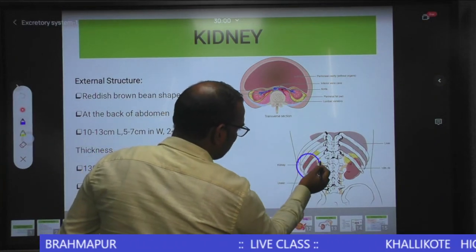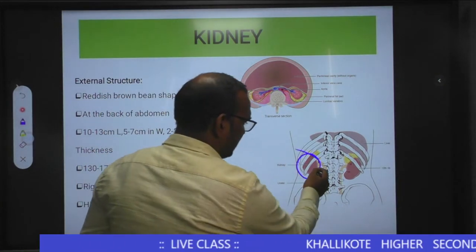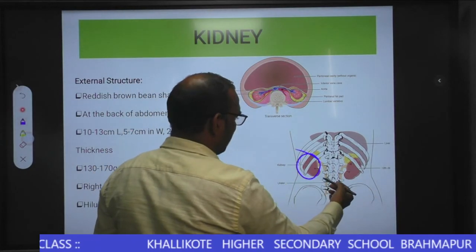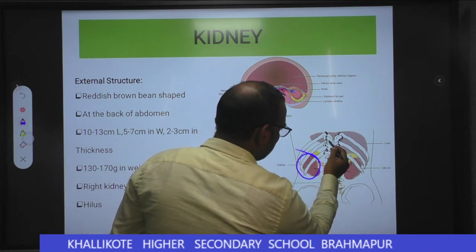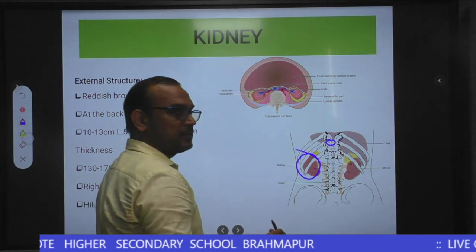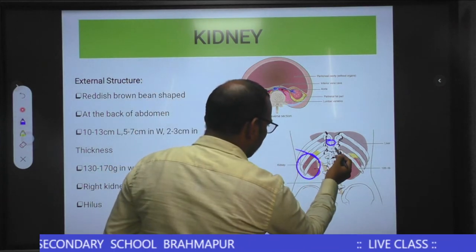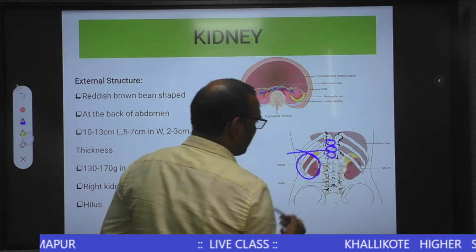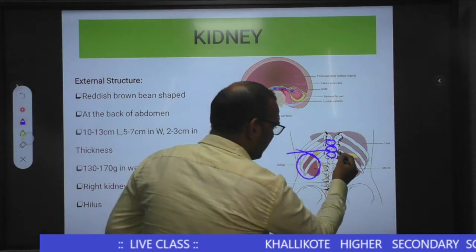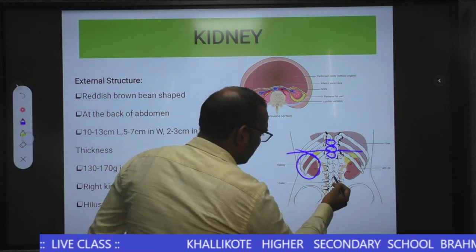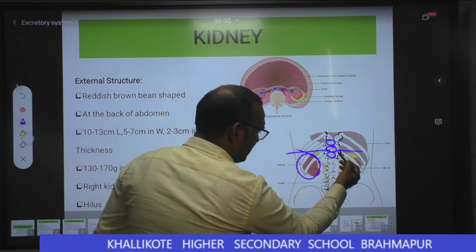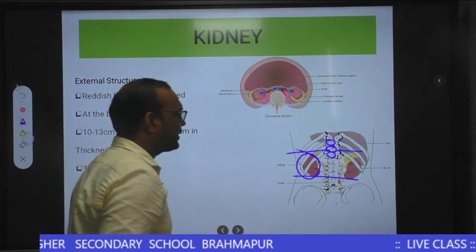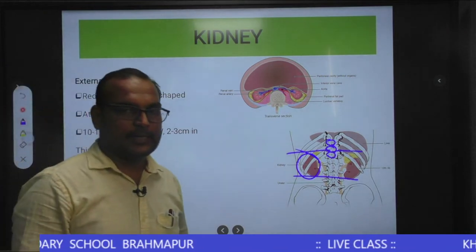Here we see the kidney, and you see the placement, how it is there. Here is the T10 thoracic vertebra, T10, T11, T12. It is more or less around T11 and T12, and here L3. You can see the placement of the kidney is like that.